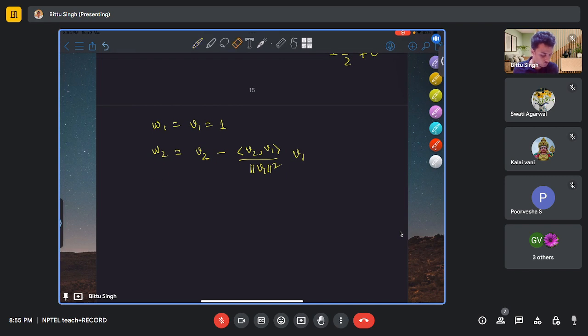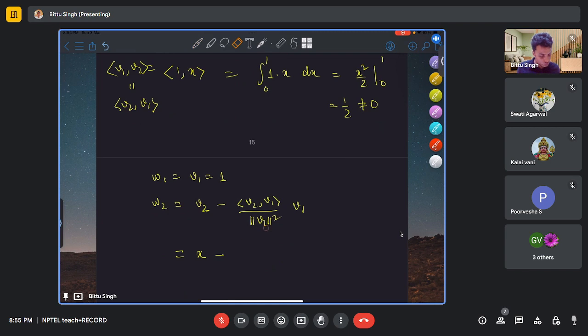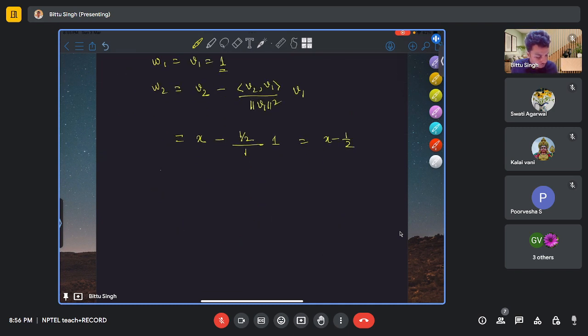And W3, so let us do this. V2 is x, and what is V2 inner product V1? We have already defined this. Since we are working on real numbers, it is the same as V1 inner product V2, because there is no reason for taking the conjugate. So V2 inner product V1 is half. And what is norm of V1 squared? It is the integral from 0 to 1 of V1 inner product with V1, which is 1. And V1 is 1. So we write x minus half. This is actually W2.